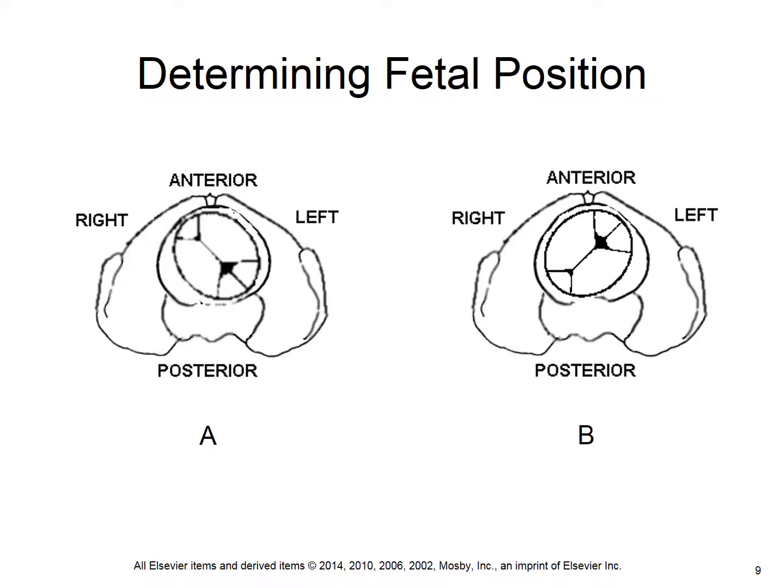As you can see, the anterior fontanelle, which is found in the front, is closest to the back of the mom's left hip. Therefore, the occiput that's in the back of the head is pointing to the front of the mom's right hip. So the baby would be in the right occipital anterior position. How about baby B?